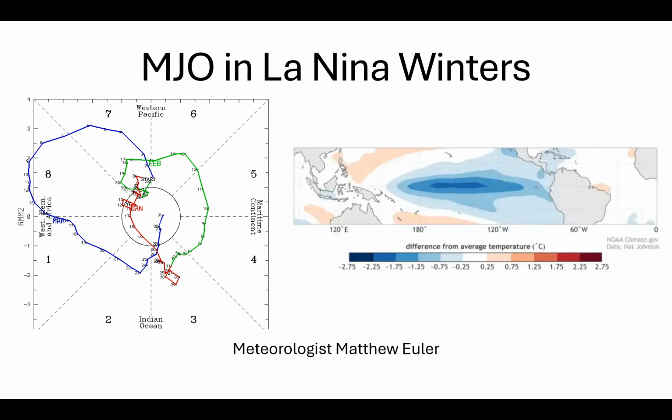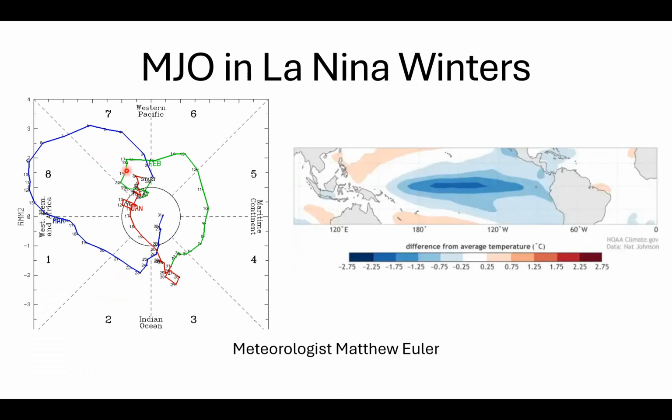Tonight I'm going to discuss the MJO, the Madden-Julian Oscillation, in La Nina winters. As you can see here on the title slide, I'm going to really go in depth. I'll tell you about the overview here in a few moments. But as you can see here on the title slide, I'm showing a couple of graphics here.